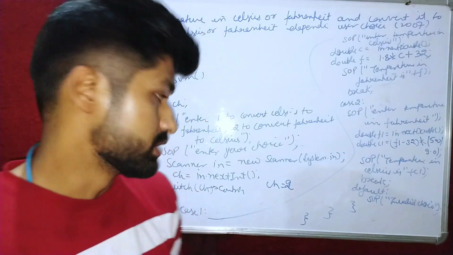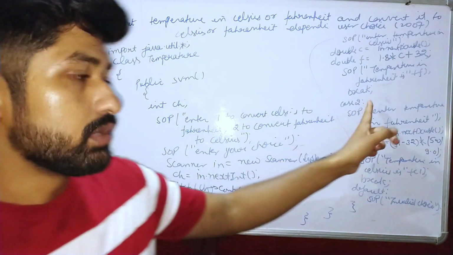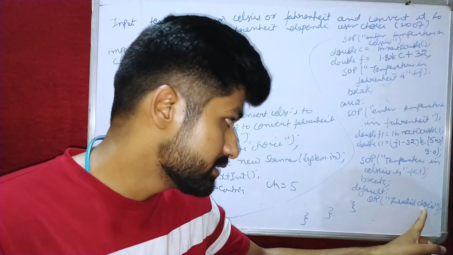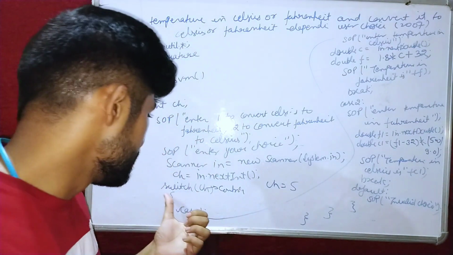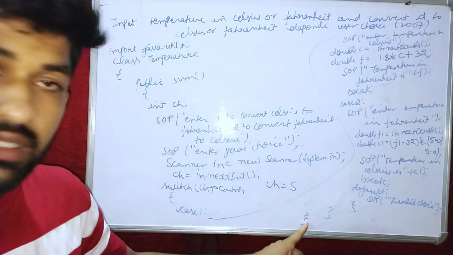Default is written as invalid choice. Suppose the user enters 5, no case will match the ch value. So what will be printed? It will print that it is an invalid choice. Now the switch is closed. This is the closing of the main method. I have closed the class.